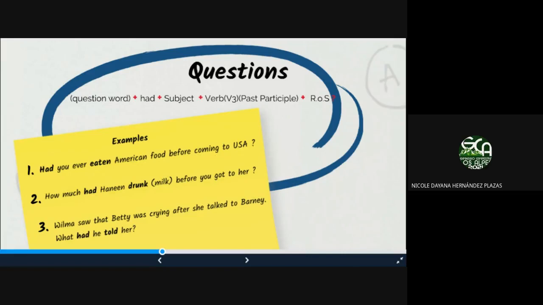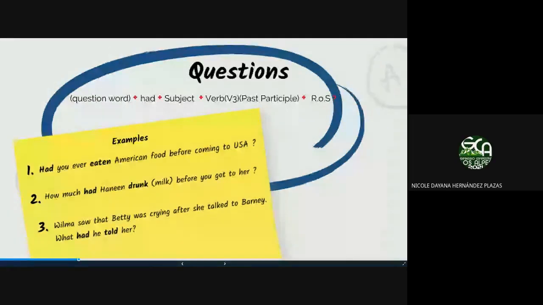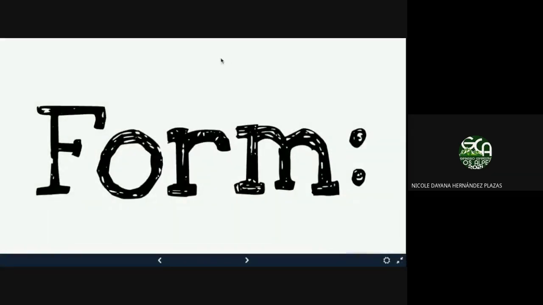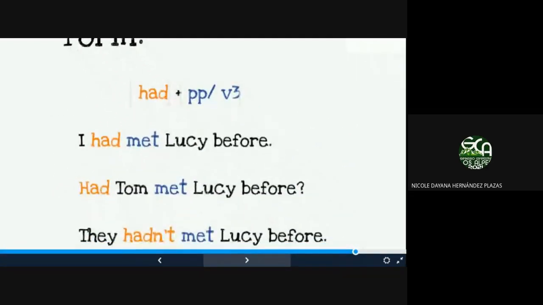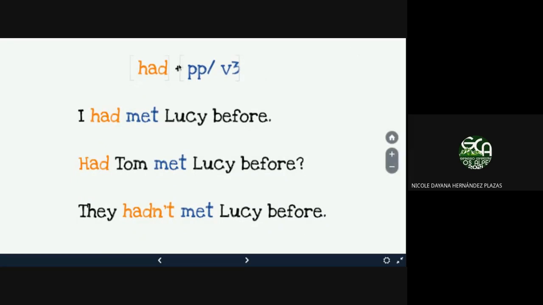Okay, ready, my dears, or not yet? Please let me know. Did you take notes? Yep. So that's it, my dears. Past perfect. Something that happened in the past, but that is older than another action or another point. This is the summary of the things I just told you. So remember the most important things. The auxiliary verb is going to be had all the time, and you are going to use the verb in past participle. That means the third column. So I had met Lucy before. Had Tom met Lucy before? They hadn't met Lucy before.